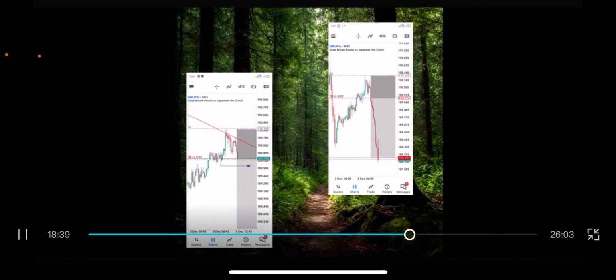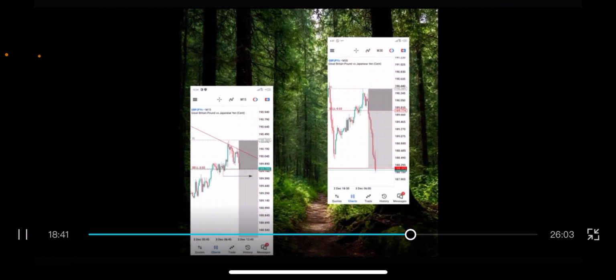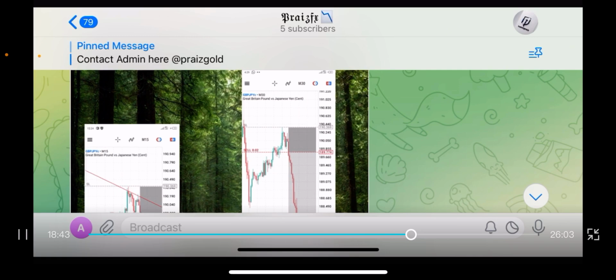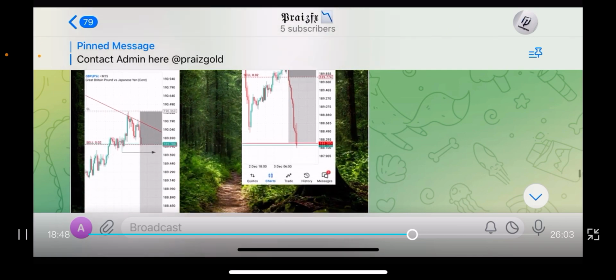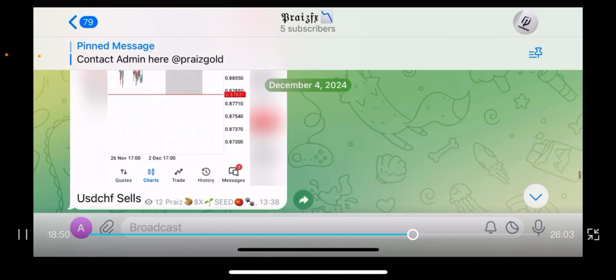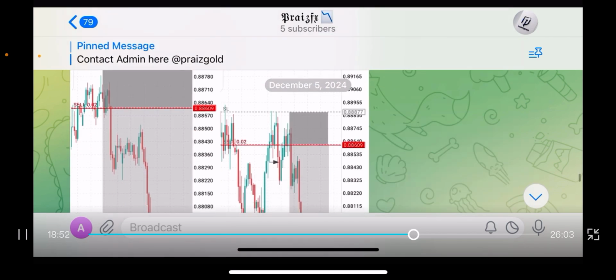Multi-time frame analysis. The strategy is just simple. Use the H4 time frame and use your 15 minutes time frame. You don't have to stress yourself. Just use the market structure. You understand? And let me show you this example.